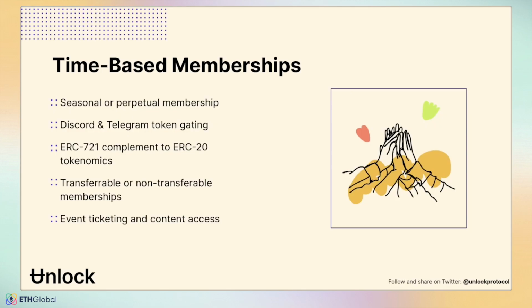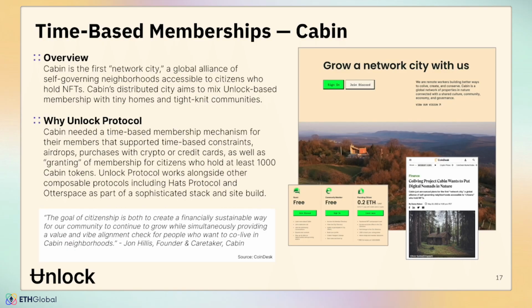The time-based memberships we talked about a little bit are not necessarily recurring, but they are kind of time-limited. So think of them as seasonal or even sometimes perpetual memberships that, for example, give you access to a Discord or Telegram. What's interesting here is that with Unlock, when you create your membership contract, you can choose the currency. And since that kind of time-based membership is really used in the DAO space, there's something really cool about using the ERC20 currency of the specific community as the pricing mechanism.